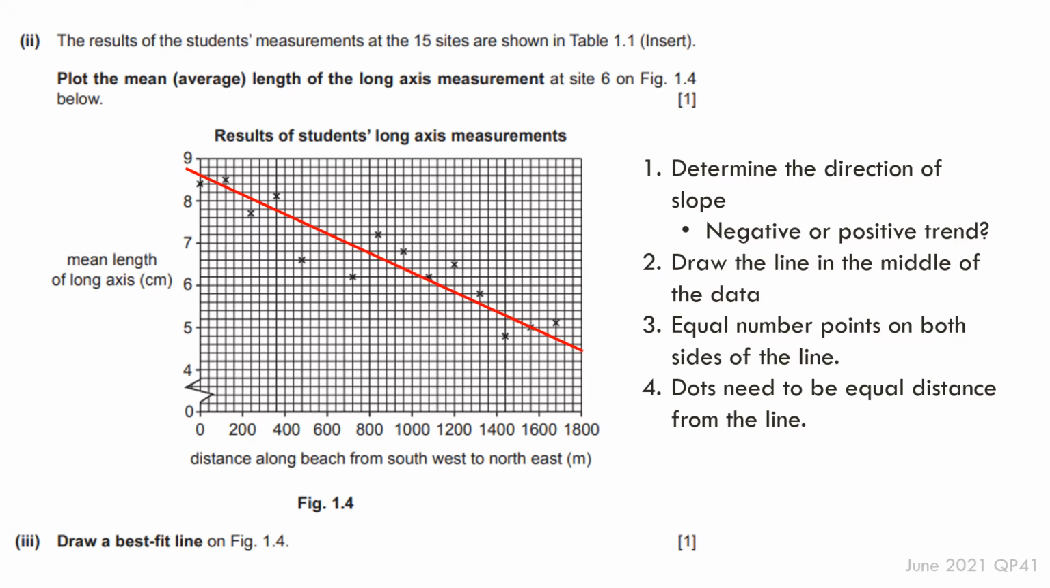So here, I've tried to draw it in a negative trend because it's starting off high and ending at 1800 meters low. I've tried to draw it in the middle to allow an equal number of points on both sides.